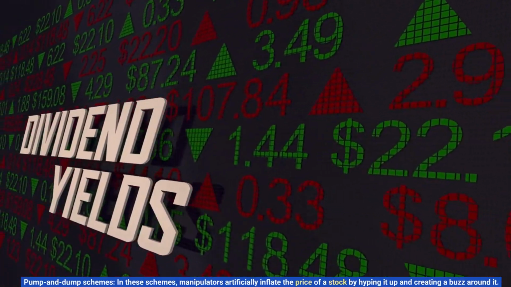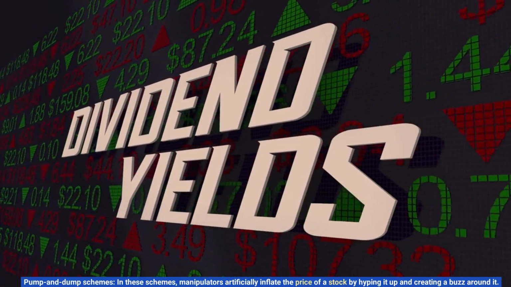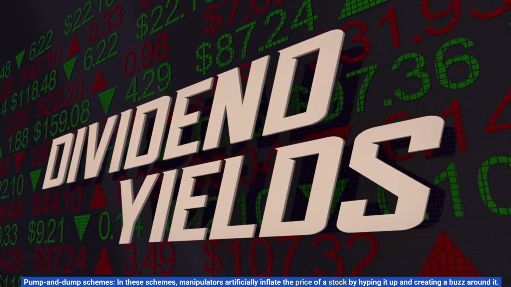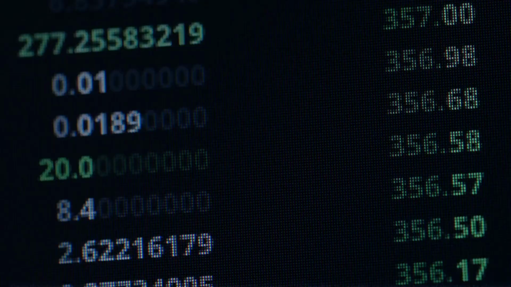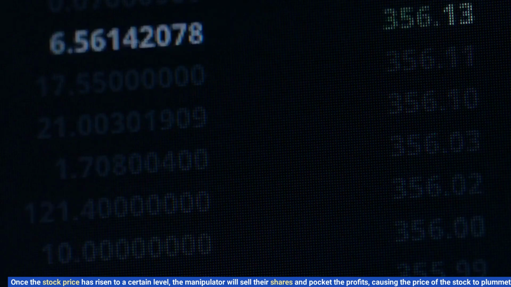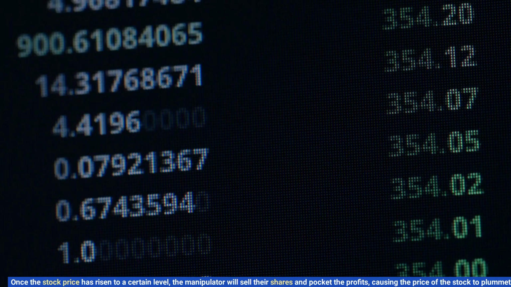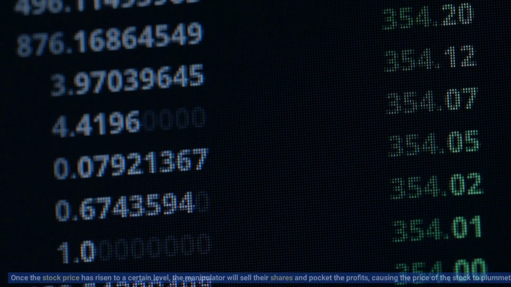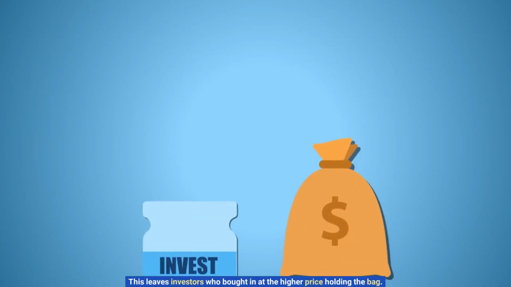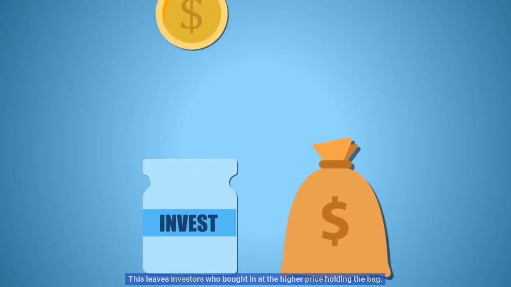2. Pump and dump schemes. In these schemes, manipulators artificially inflate the price of a stock by hyping it up and creating a buzz around it. Once the stock price has risen to a certain level, the manipulator will sell their shares and pocket the profits, causing the price of the stock to plummet. This leaves investors who bought in at the higher price holding the bag.